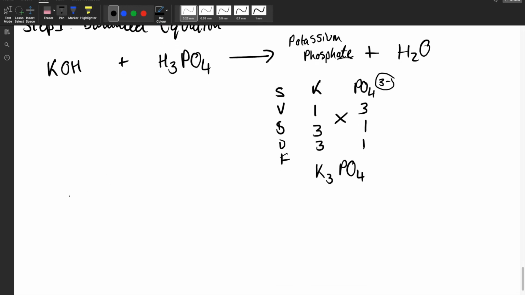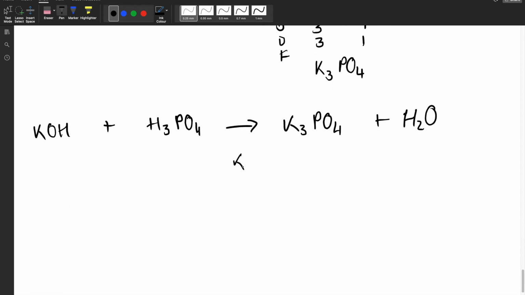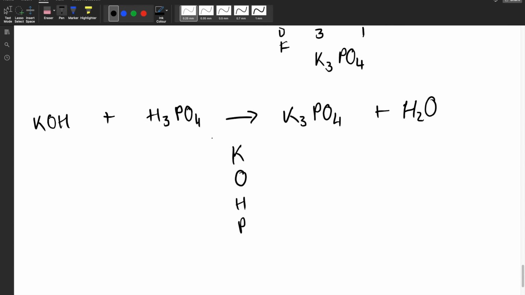So we've now got an equation for it. Let's check that it's balanced. So let's rewrite it, including our new salt that we now know. Let's write down all of the elements that are present. So potassium, oxygen, hydrogen, and phosphorus are present. Now we have 1 potassium on that side. We have 3 on this side, so we already know it's not balanced. We've got 1, 2, 3, 4, 5 oxygens on this side, and we've got 5 on that side.